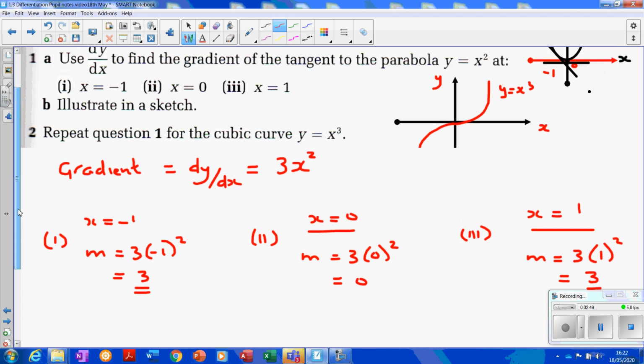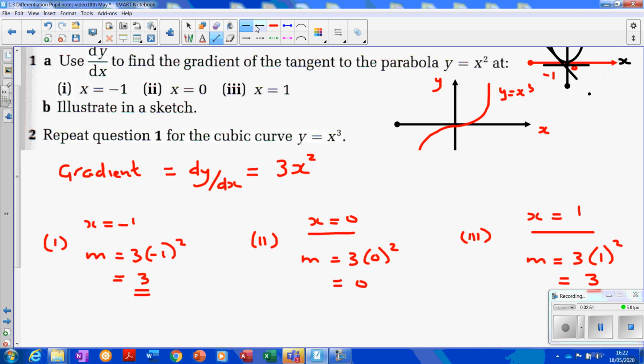Now, I'll illustrate that in a sketch. We want a line where x is equal to minus 1, so we'll say minus 1 is there, so there's a wee tangent drawn in there. When x is equal to 0, that's there, so there's a tangent just sitting on the x-axis, and when x equals 1, there's your other tangent. So that there would be x equal to 1, that would be x equal to 0, and this bit here would be x equal to minus 1. And you notice that that gradient and that one are exactly the same.